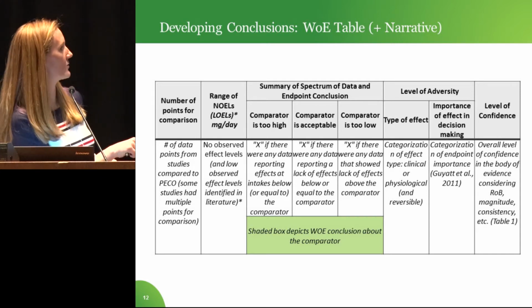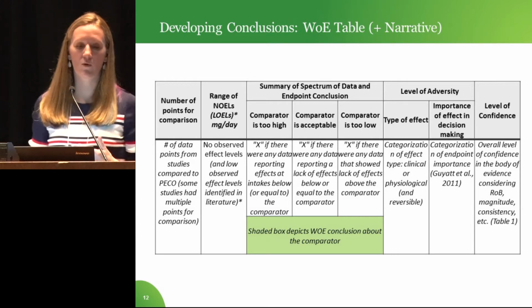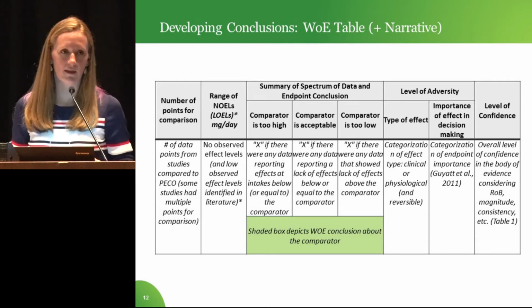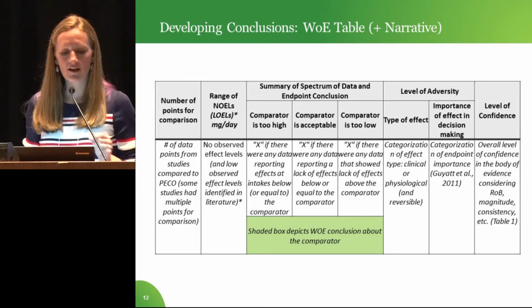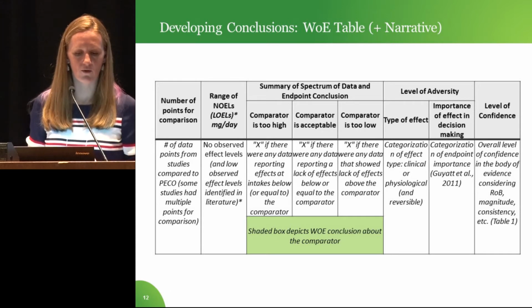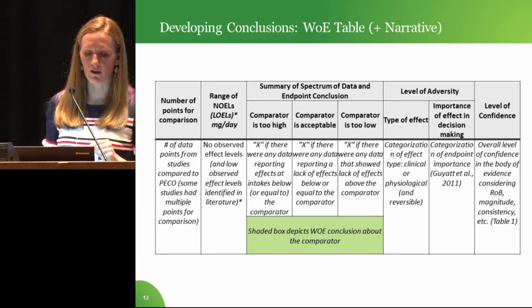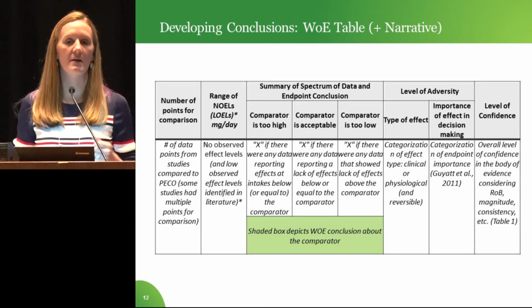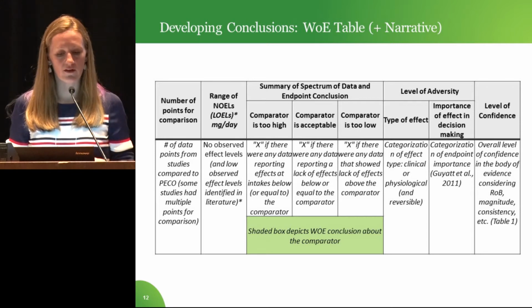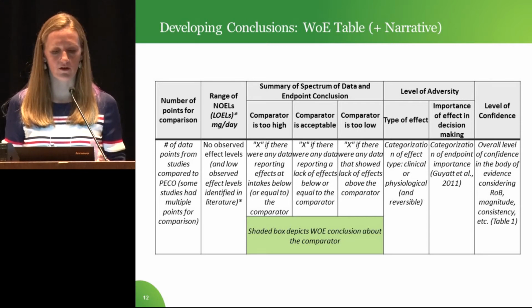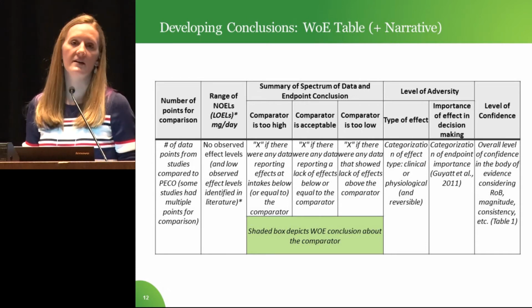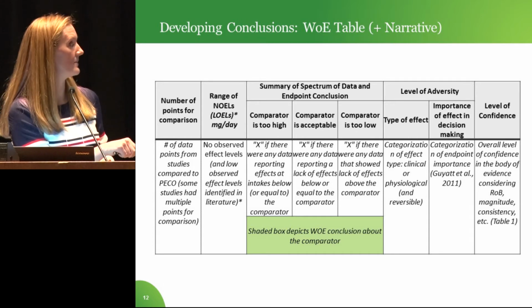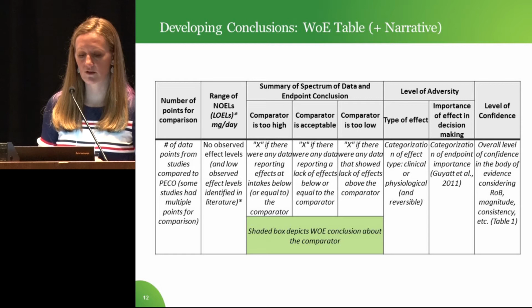And so just moving from left to right, we've reported the number of points that we had for comparison, the range of values we had to look at. So again, thinking about these single values we picked from the study, which again is not everything. And then talking about, were there data to show if there were effects at intakes below or equal to the comparator? That would suggest that the comparator was too high. Similarly, were there lack of effects at or below the comparator? That would suggest that the comparator is acceptable. And then also, if there were a lack of effects above the comparator, in this last column, that might suggest that the comparator was too low.